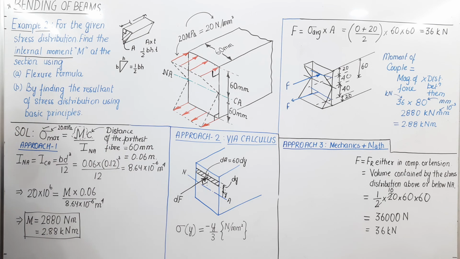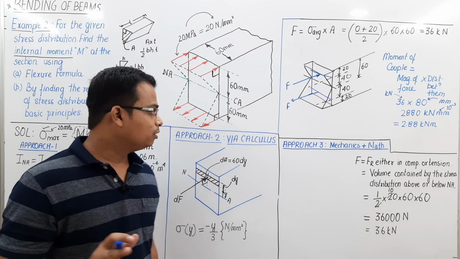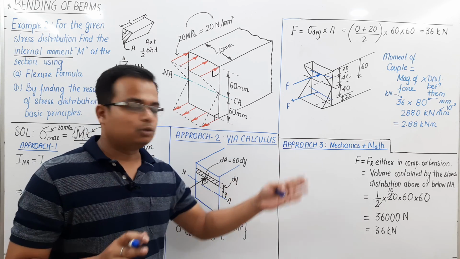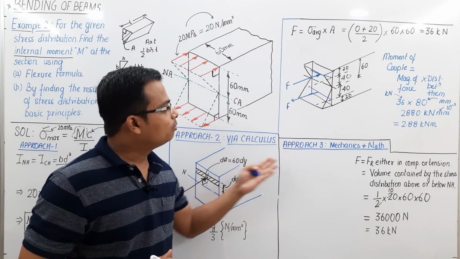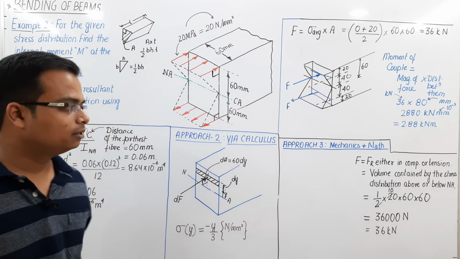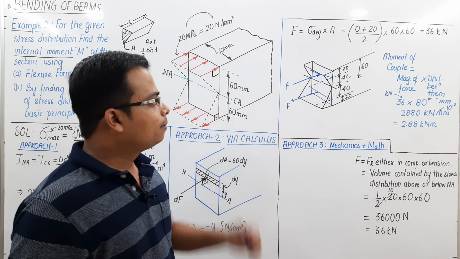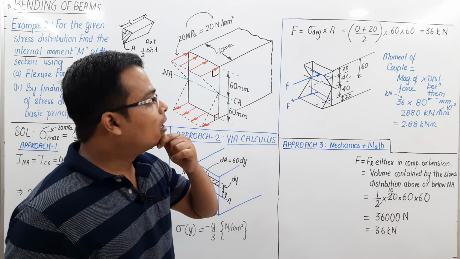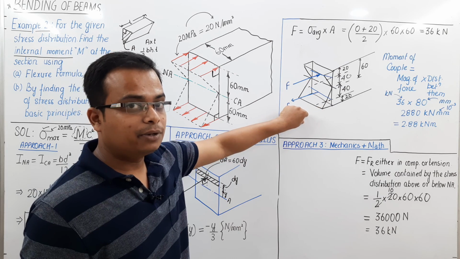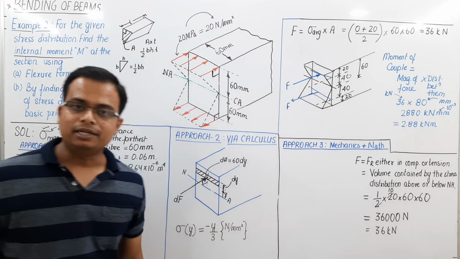Now my suggestion to all of you would be to remember this approach number 1, but again, you should know this approach also, approach 2, that is using calculus, and this approach using a bit of mechanics and a bit of mensuration. That is why I told you mechanics plus math approach. Okay. Think about it. This is rather beautiful. Think about it. Right.